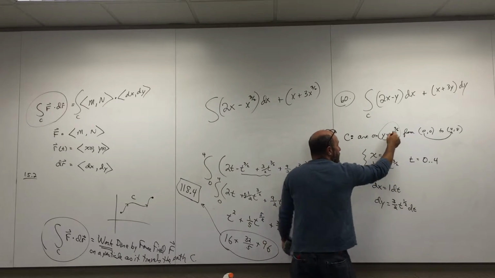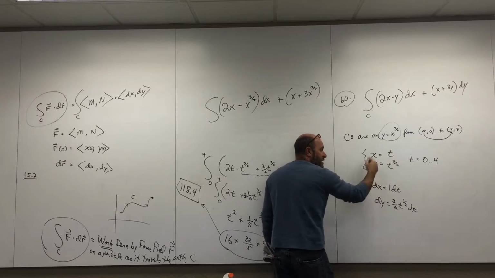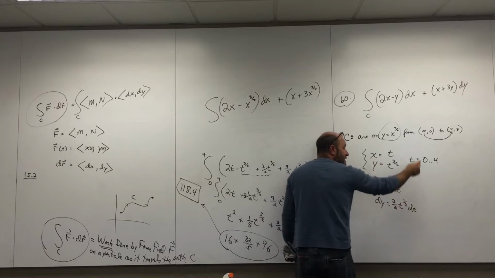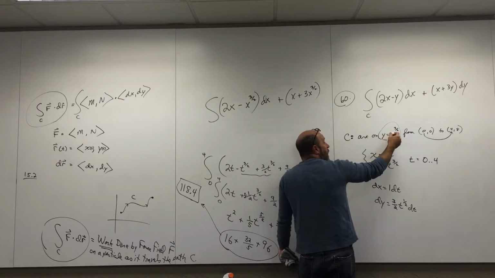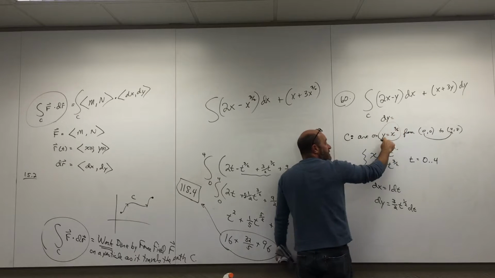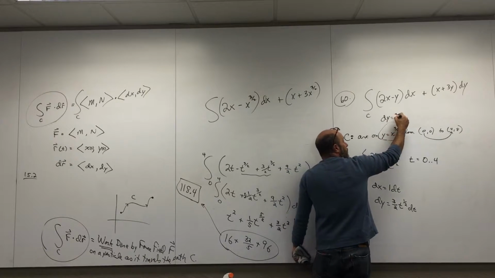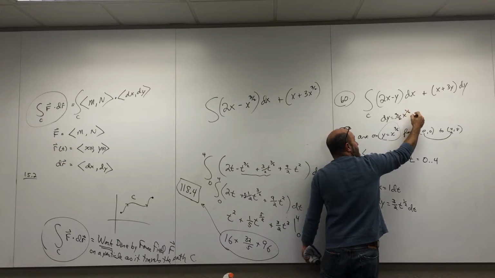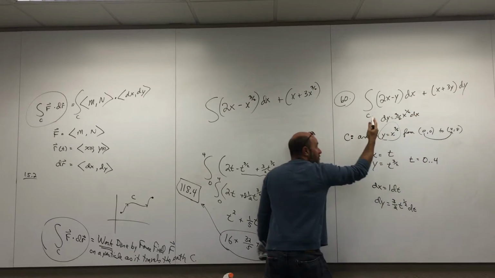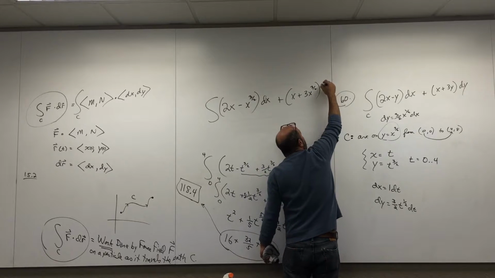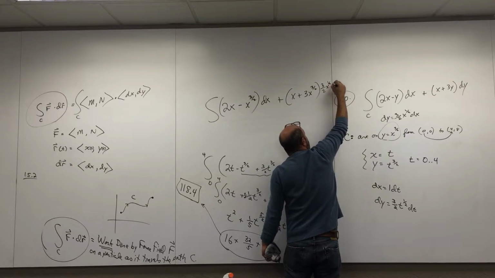Again, don't look at these t's, because I'm trying to pretend I can do this without the t's. What is dy? Based on this right here, dy is the derivative. It is 3/2 x to the 1/2 dx. So that goes here, 3/2 x to the 1/2 dx.